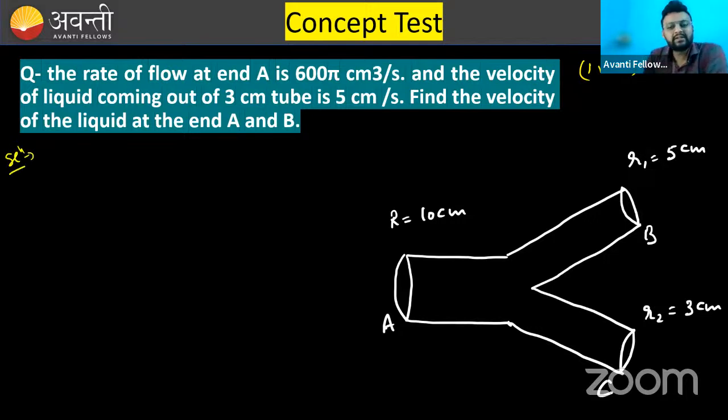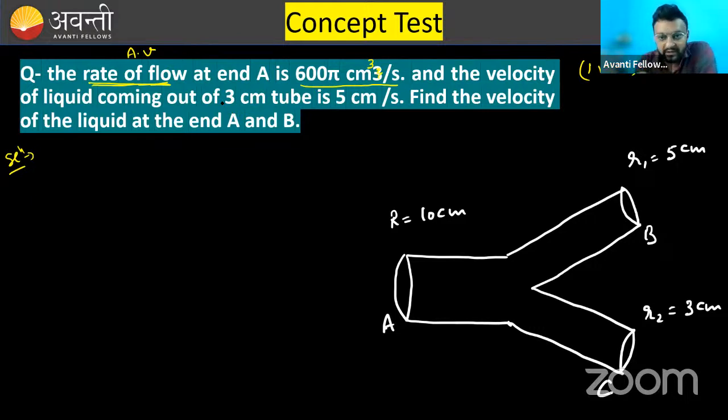Okay. So let's read the question first. The rate of flow. So mention the word rate of flow. What is the rate of flow? Rate of flow is nothing but A into V. At the end A, it is 600 pi centimeter cube per second. And the velocity of liquid coming out of the 3 centimeter tube.